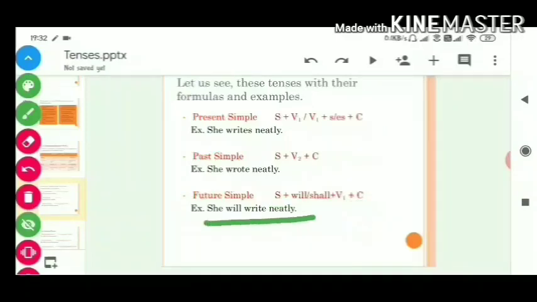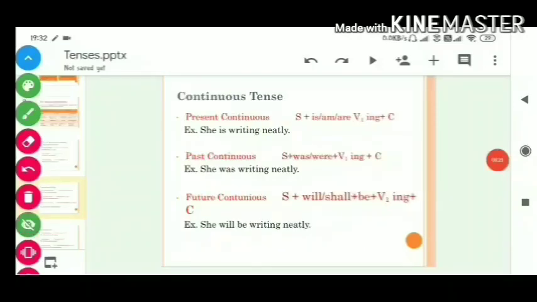Present continuous tense, see the formula: subject plus is, am, are plus V1 ing plus complement. Example, she is writing neatly. Now, in the formula, we use subject plus is, am, are. We use is for a singular subject, am for I, and are for a plural subject. Now, she is the singular subject, so we use is. She is writing neatly.